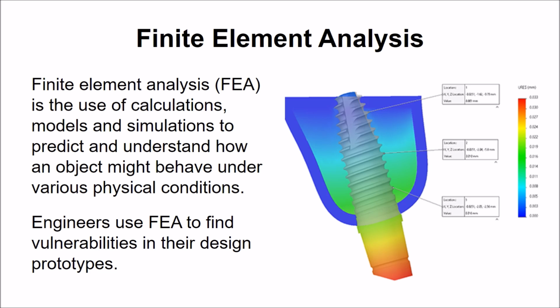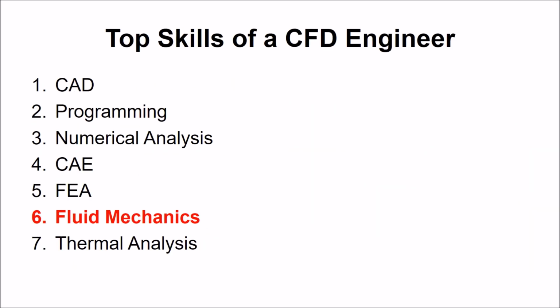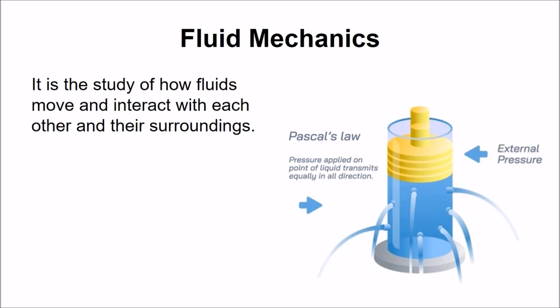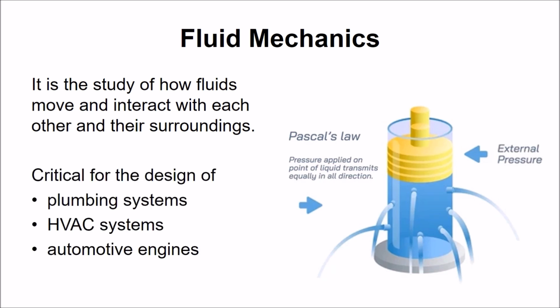Sixth is fluid mechanics. Fluid mechanics is the study of how fluids move and interact with each other and their surroundings. It is a critical skill for an engineer who works with fluids, whether it is in the designing of plumbing systems, HVAC systems or automotive engines. A good understanding of fluid mechanics is essential for predicting the behavior of fluids under various conditions and designing systems that can safely and efficiently handle them.